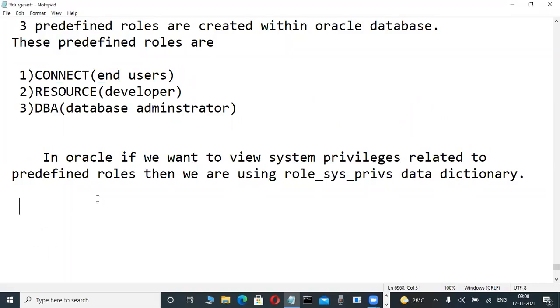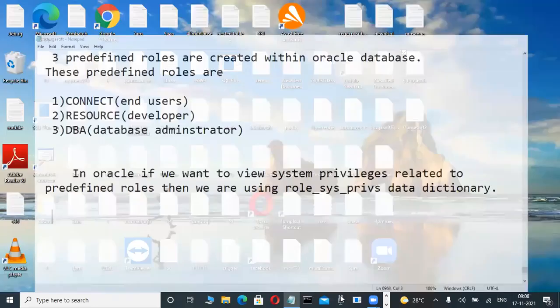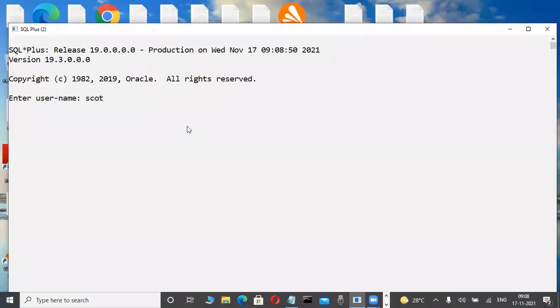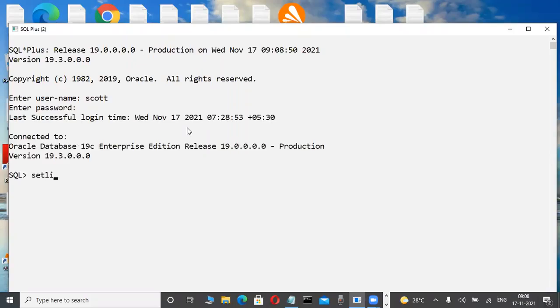That's why write it. Okay, first we are viewing the system privileges related to a role. We are only viewing them. Now here, connect. Sorry. Setting the environment. Observe for one minute, because we have to connect to the admin user.